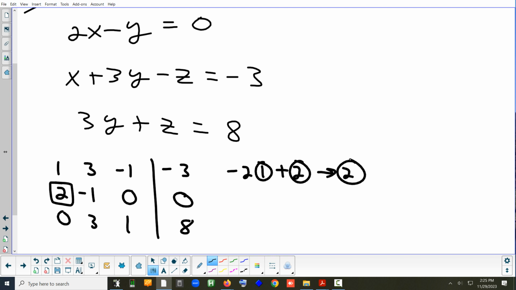Okay. So what rows are staying the same? 1 and 3. I like to copy down the ones that aren't changing right away. So 1, 3. Okay, so multiply everything by -2 and add it to the second row.